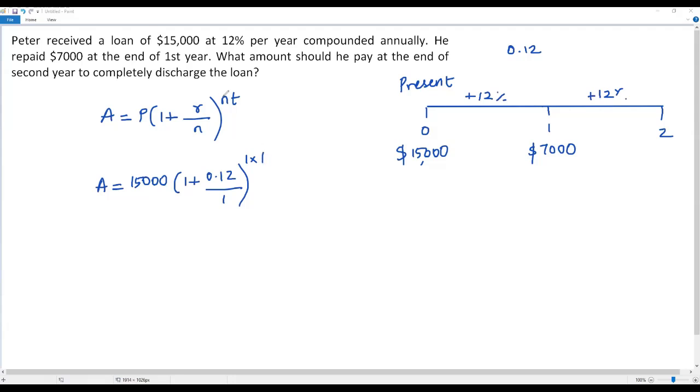So here I am taking N is equal to 1 because interest is compounded annually. Only once in a year interest is compounded. So since this N represents the number of times interest is compounded in a year, it is equal to 1.